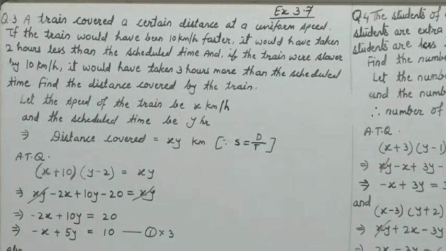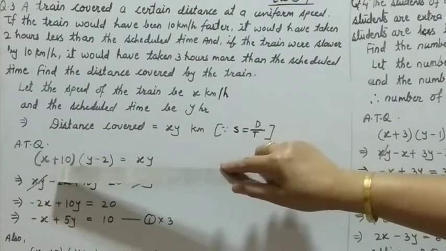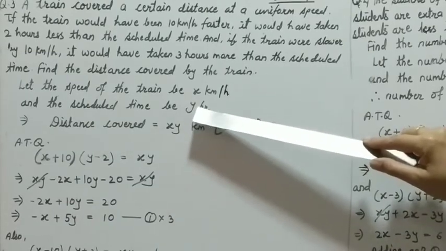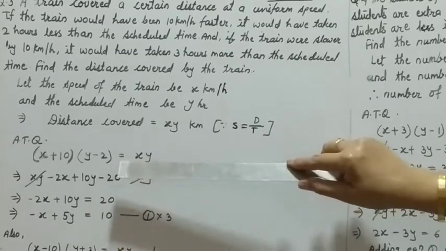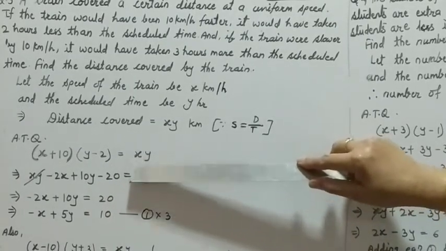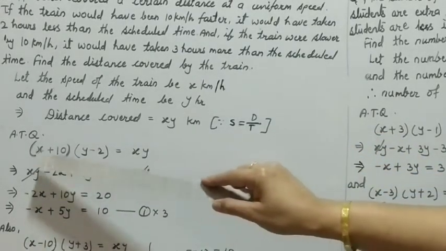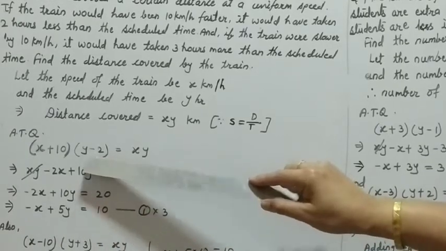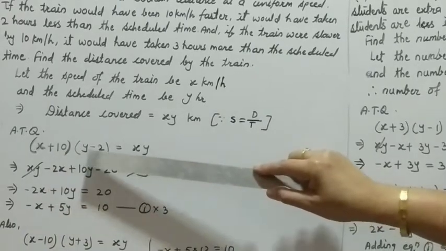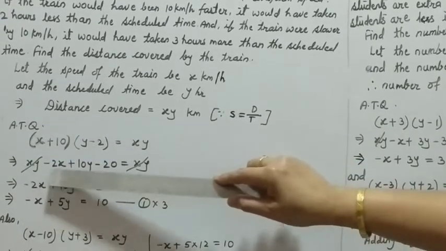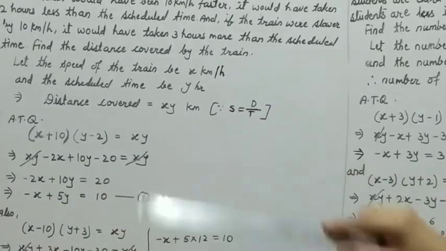Now, according to the question, if the speed is increased by 10 km, that means x plus 10. The time required will be 2 hours less, that means y minus 2. But the distance covered will remain the same, that is xy. And hence the equation can be formed as (x plus 10) into (y minus 2) is equal to xy. If you multiply the two brackets, we get xy minus 2x plus 10y minus 20 is equal to xy.